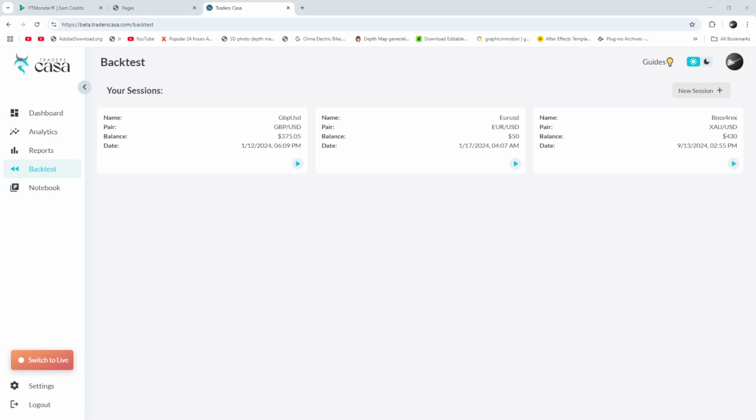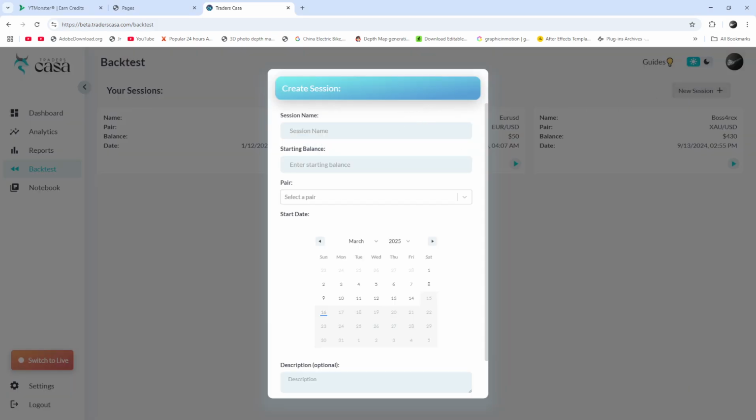And in today's video, we are going to backtest my strategy on two different accounts. So I'm going to create an account, new section. I will call it backtest 1, I guess. Then I will give it a balance of $50.